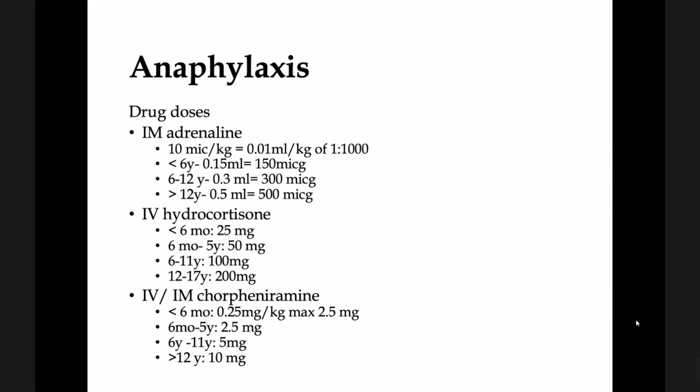Hydrocortisone dose, you can remember the dose according to the age, or the easy formula to remember is 4 milligram per kg, right? It's given IV. Chlorpheniramine can be given both IV and IM. You don't necessarily have to remember that. As long as you can remember the IM adrenaline dose for anaphylaxis, as well as the adrenaline dose for nebulization for the stridor, and if you can remember the IV hydrocortisone dose, the 4 milligram per kg formula, that is more than enough.